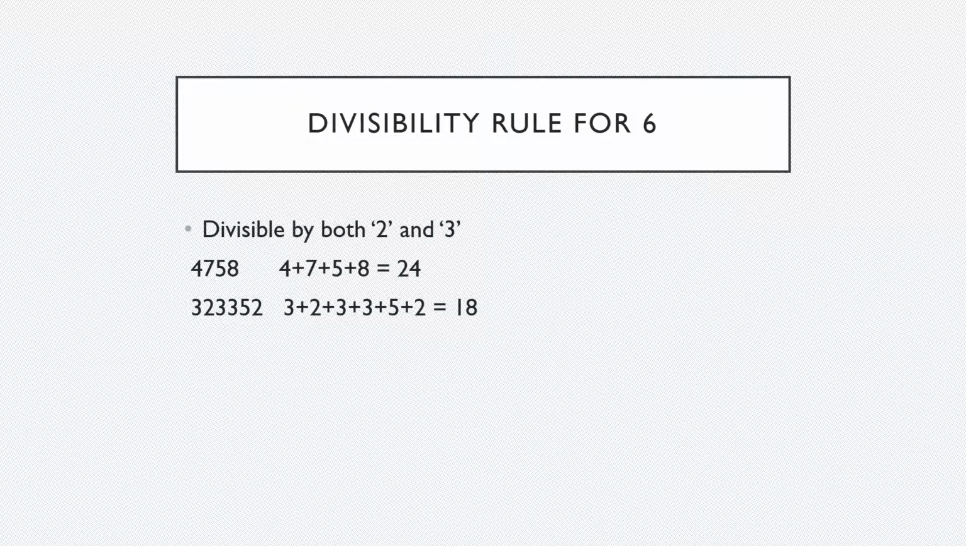Next up is 323352. It ends in an even number, so it's divisible by 2. And next up is the sum. 3 plus 2 plus 3 plus 3 plus 5 plus 2 gives us 18, which is a multiple of 3. So it means that number is divisible by 3 and 2. Therefore it's divisible by 6.